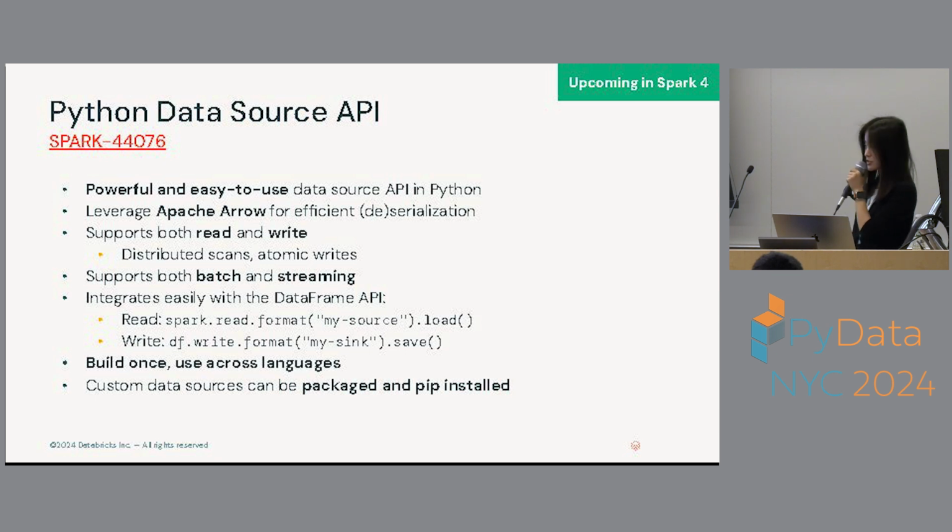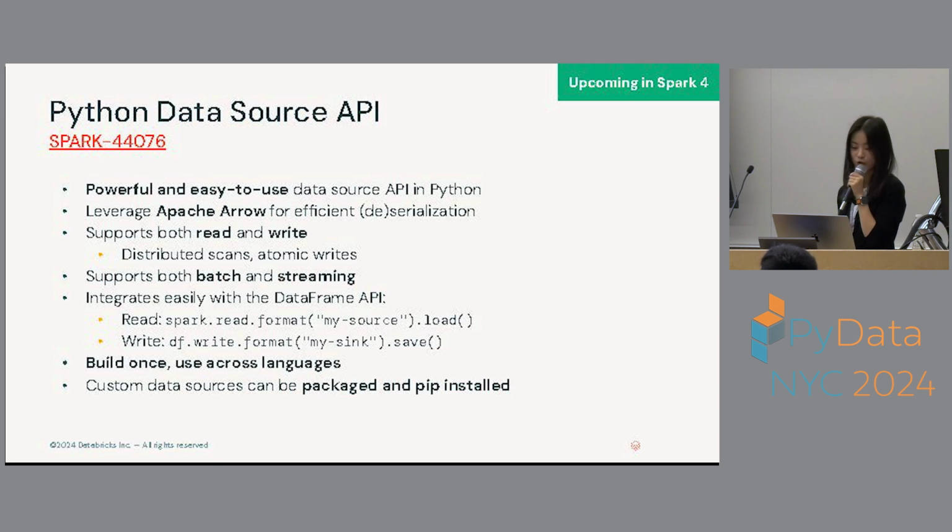Okay, so the last feature that I want to cover today is the new data source API, which is also going to be in the upcoming Spark 4.0 release. This API allows you to build custom Spark connectors to read from and write to external data systems. Previously, Spark only had the JVM or Scala API for data sources, which can have a very steep learning curve. But now, with this Python data source API, it's much easier to build data sources and sinks for Spark just in Python.